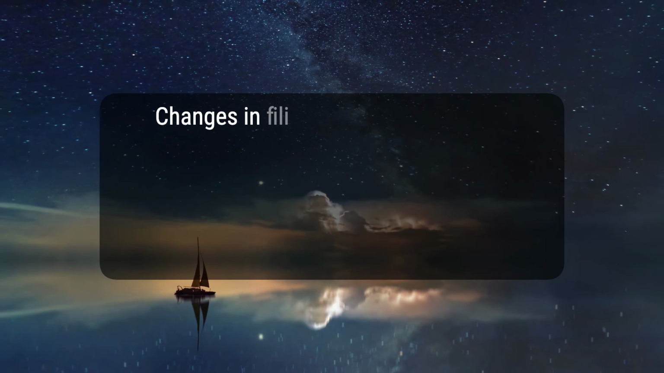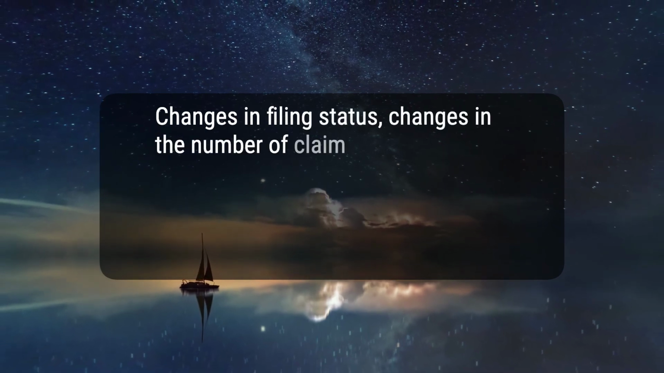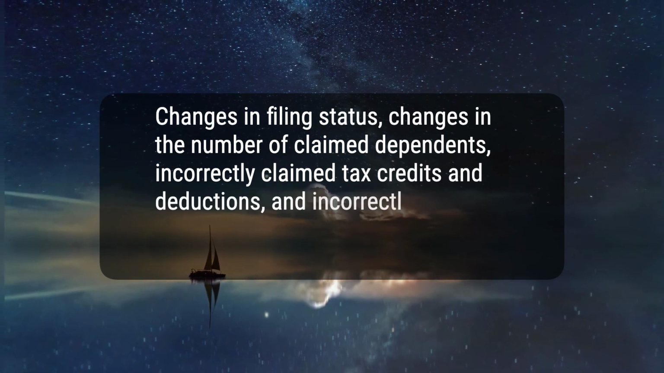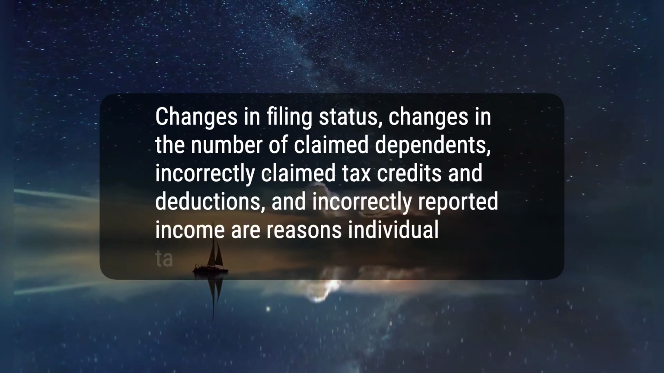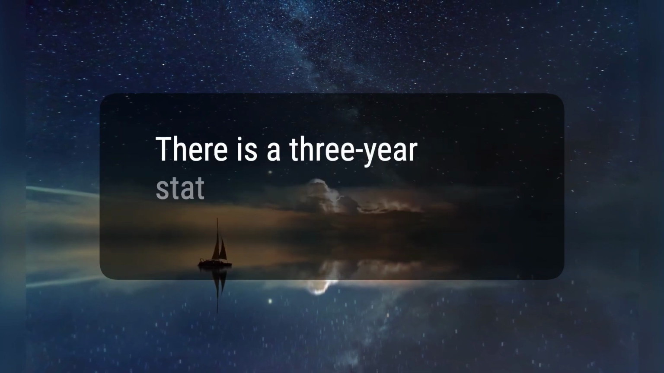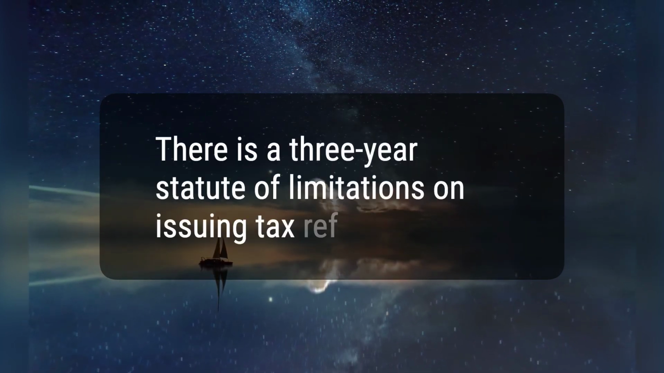3. Changes in filing status, changes in the number of claimed dependents, incorrectly claimed tax credits and deductions, and incorrectly reported income are reasons individual taxpayers file an amended return. 4. There is a 3-year statute of limitations on issuing tax refund checks.